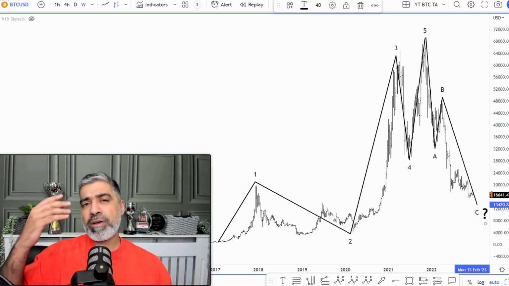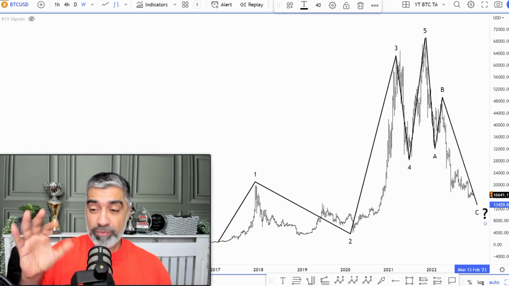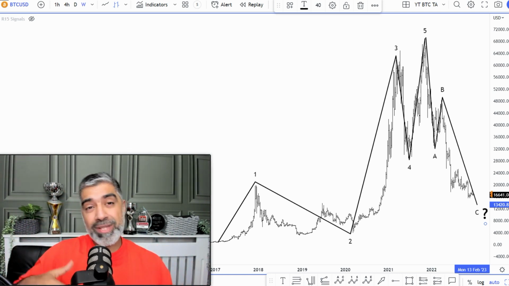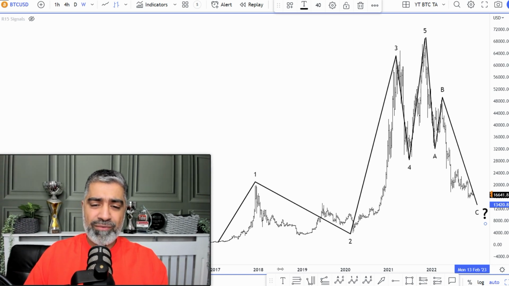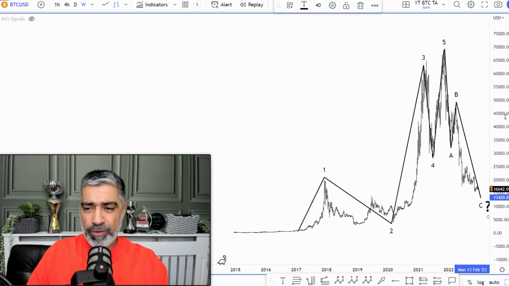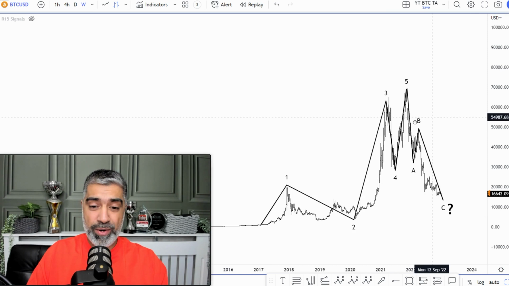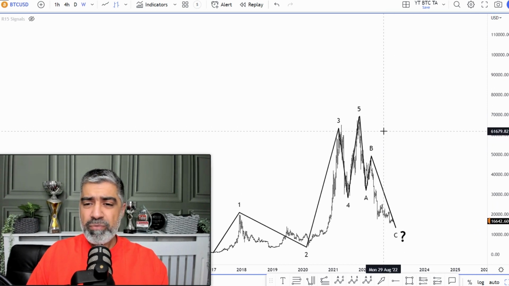Because after a 5 and then a 3-wave correction, which is looking like what we have right now, what typically occurs eventually is a continuation of the former trend. So I just want to give you an insight into what's likely to happen over the next few years. Now, we don't know exactly when, but it's inevitable.